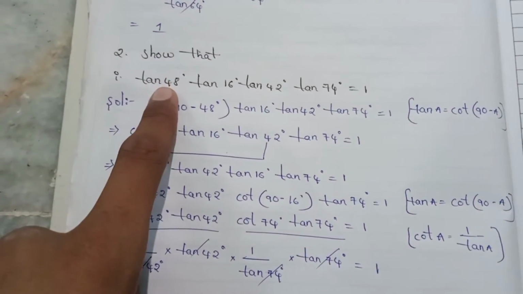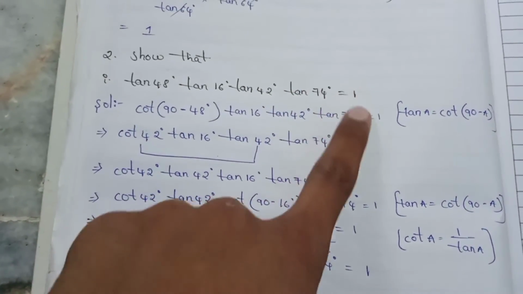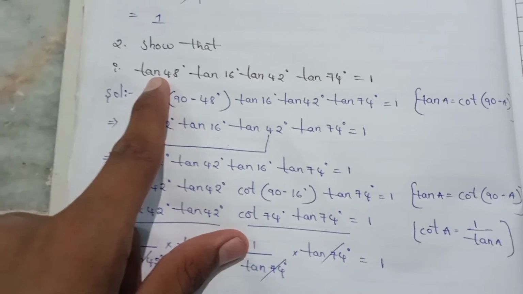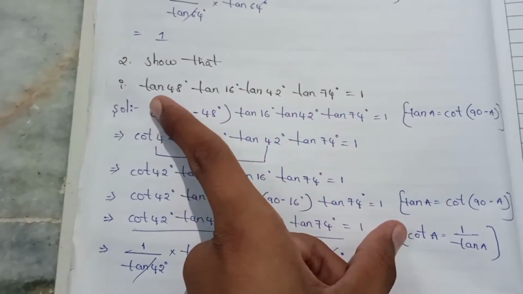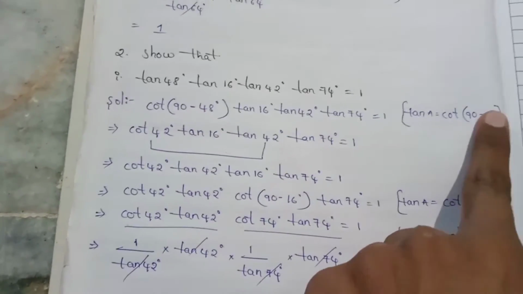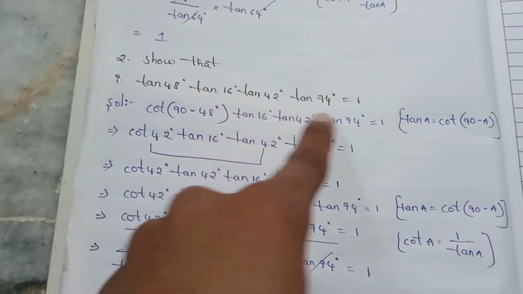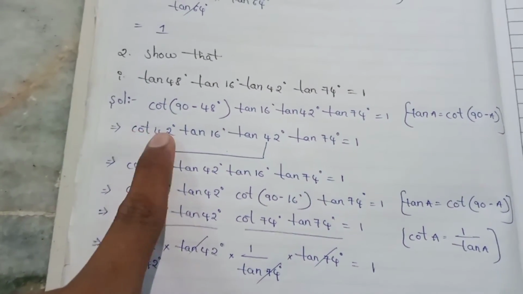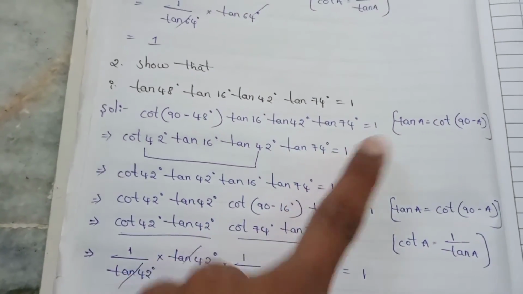Next, second: we show that tan 48 degrees times tan 16 degrees times tan 42 degrees times tan 74 degrees is equal to 1. First of all, we have to change only one term here, the first term, tan 48 degrees. Tan A is cot (90 minus A). In the place of A here, 48 degrees. 90 minus 48 is 42. So cot 42 degrees times tan 16 degrees times tan 42 degrees times tan 74 degrees is equal to 1.